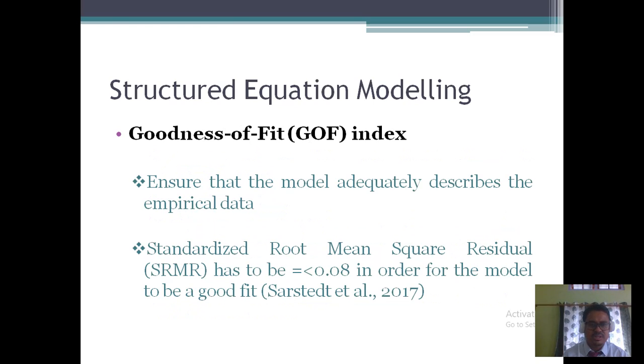Another important measure for evaluating a structured equation modeling is known as the goodness of fit index. The goodness of fit index ensures that the model adequately describes the empirical data. Usually, standardized root mean square is used in order to establish the goodness of fit. So, standardized root mean square has to be equal or less than 0.08 in order for the model to be considered as a good fit.